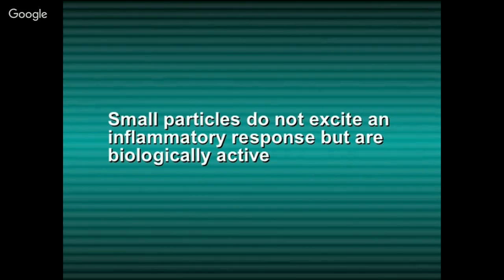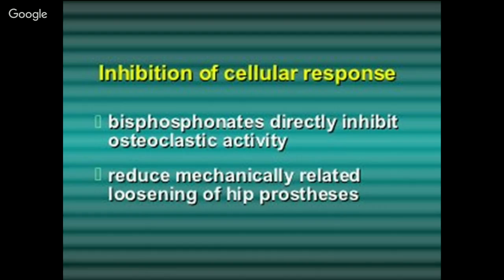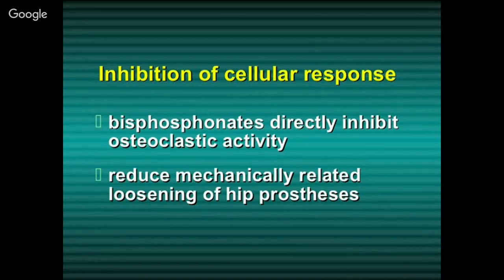Small particles do not excite an inflammatory reaction, but they are biologically active. To prevent the biological response, osteoclasts are basically the main culprit. They release myeloperoxidase, all the inflammatory mediators, and interleukin 1. This will destroy the bone, so we aim to prevent the osteoclastic activity. We are using bisphosphonates, which inhibit the osteoclastic activity and reduce the mechanical loosening of the hip prostheses.